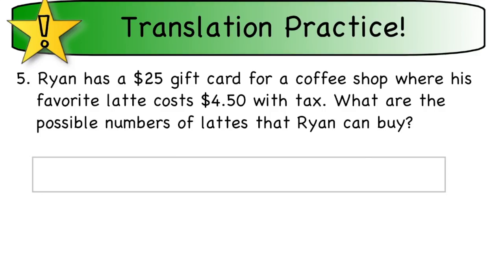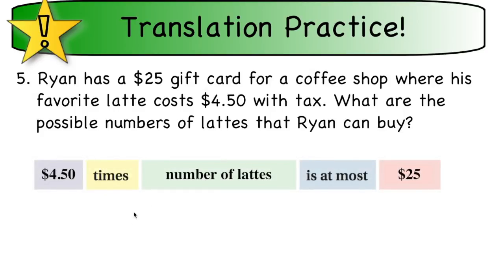And then here's some practice translating. Ryan has a $25 gift card for a coffee shop where his favorite latte costs $4.50 with tax. What are the possible number of lattes that Ryan can buy? Well, we know that he can spend up to $25. He can spend all of it, and each drink is $4.50. So we're going to take $4.50 times the number of lattes, and that has to be at most $25.